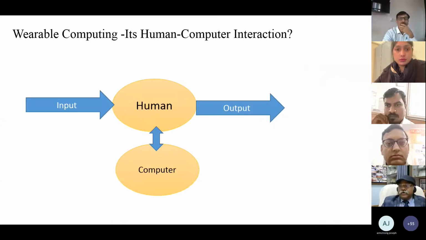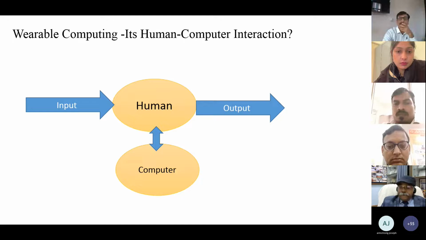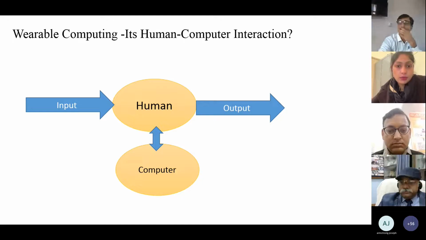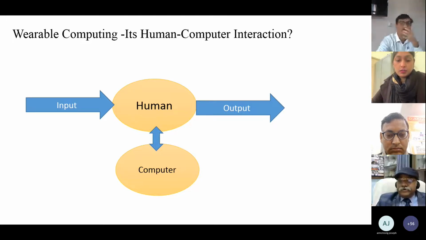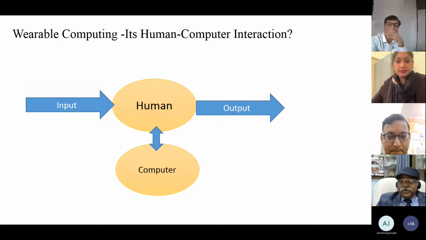Yes. So can wearable computing be called human-computer interaction? Can somebody tell me, yes or no? Human-computer interaction? There is no active participation from the audience. It has to be. Okay.